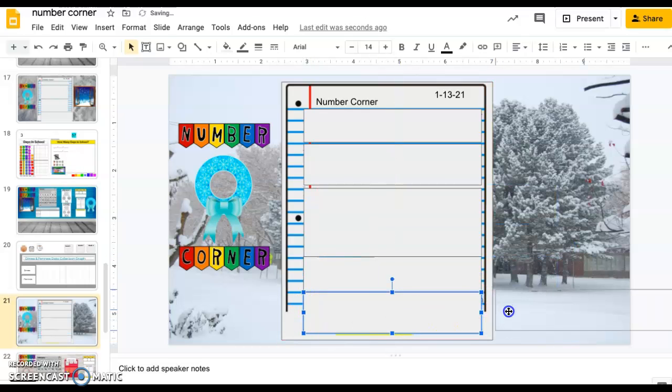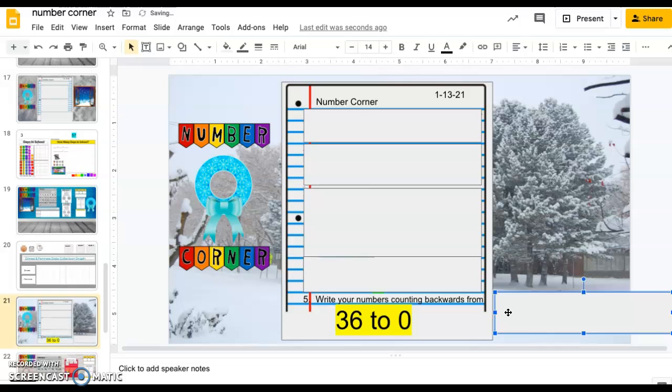And our last number, number 5, is counting backwards. And today you are counting backwards starting at 36, and you are counting backwards to 0. Press pause if you need more time.